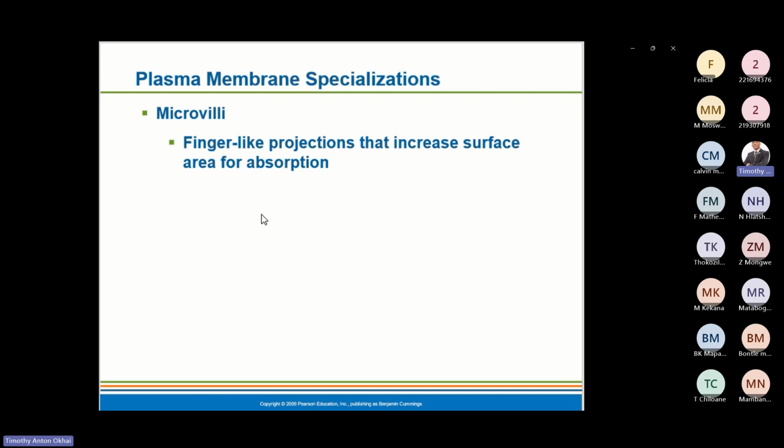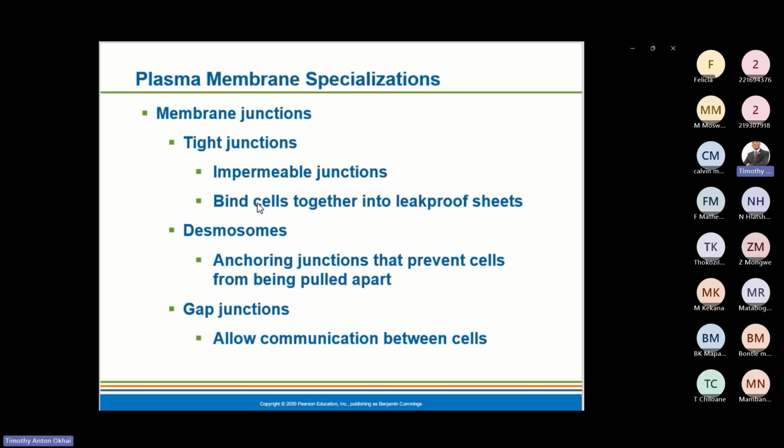The other thing you find is membrane junctions, which vary structurally depending on their role. Among them, you have the tight junctions, which are impermeable junctions that bind cells together into leak-proof sheets. They prevent substances from passing through intercellular spaces between cells.